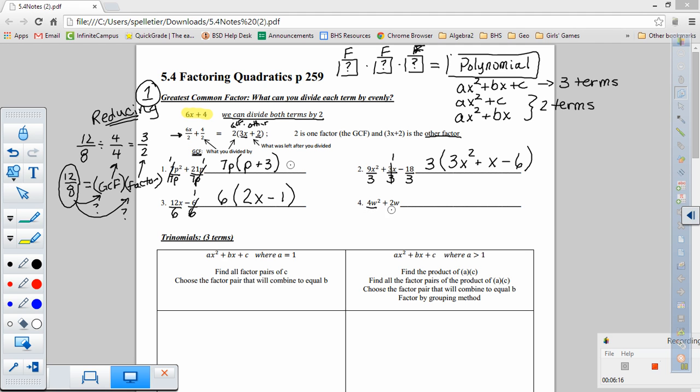All right, what are we going to divide these both by? The answer is 2w. That is my greatest common factor, so I put it down. 4 divided by 2 is 2. I have 2 w's. I take 1 away, leaves me with 1. And again, here's that same case. Anything divided by itself is equal to 1. So 2w divided by 2w is equal to 1. They're not gone. They're equal to 1. So write plus 1. All right? So that is greatest common factor in a nutshell.